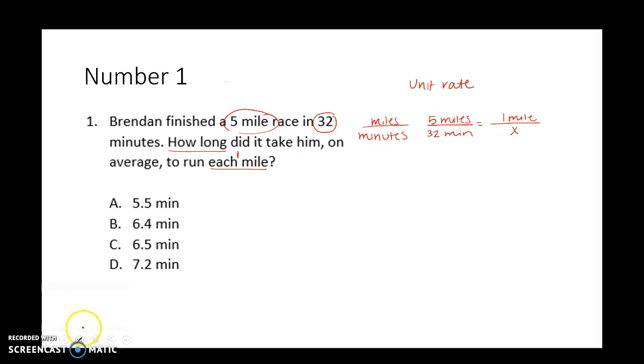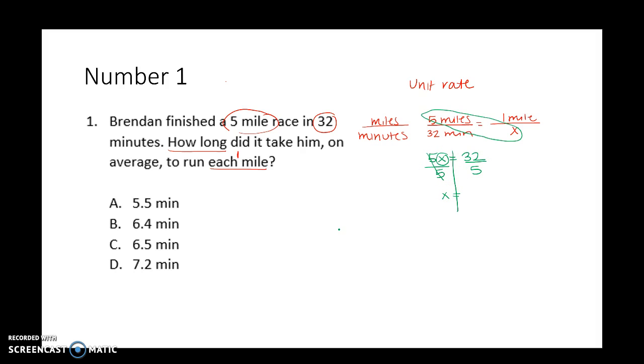Once our proportion is set, what do we do next? Cross product, right? And I always do the one with the variable first. So I have 5x equals 1 times 32. So 32. Then we need to get the variable by itself. So I'm going to get rid of the number next to it by dividing by 5.